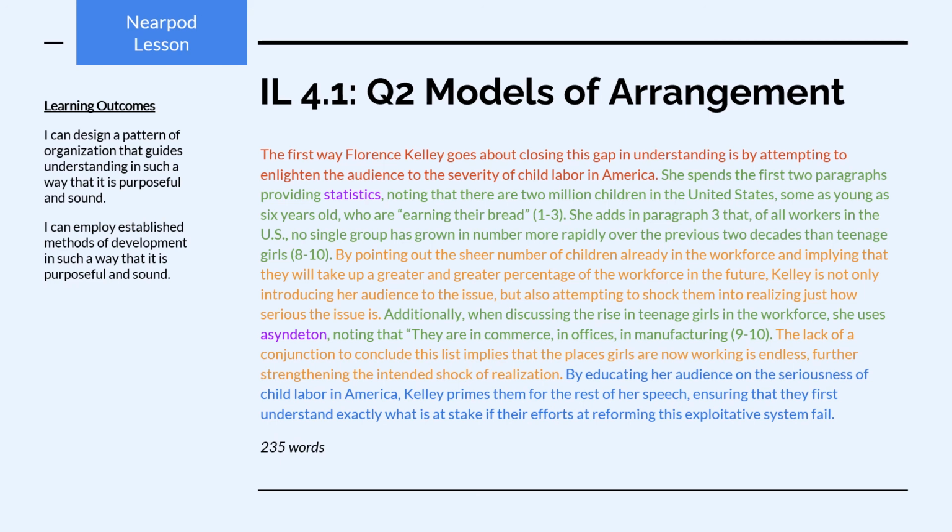Then I've got text evidence supporting that, where I talk about some of the statistics she throws out there, explanation of the intended effect of those statistics, talk about more text evidence, this time identifying a stylistic element in asyndeton, and more explanation of the intended effect of that asyndeton. And then I wrap the whole paragraph up just with a statement that kind of brings us back to why she's doing this. How is this helping overcome that obstacle?